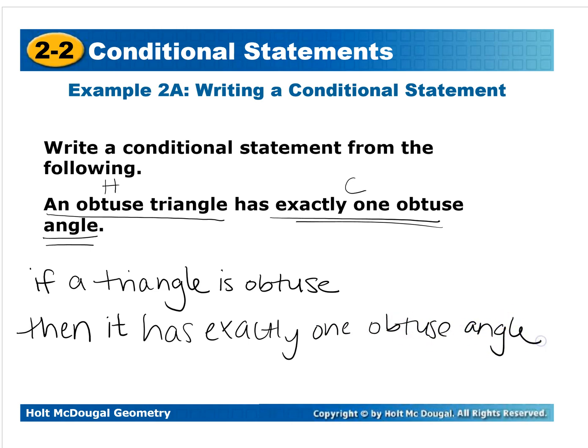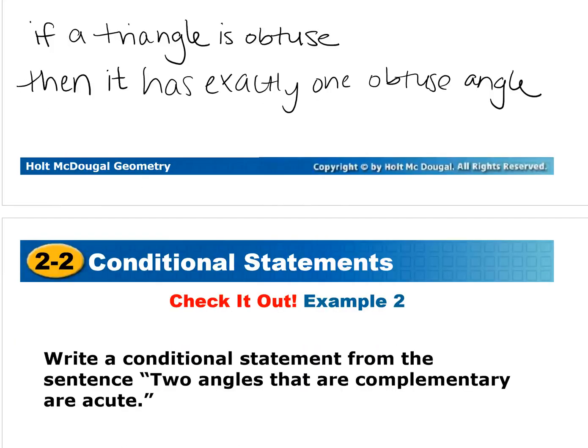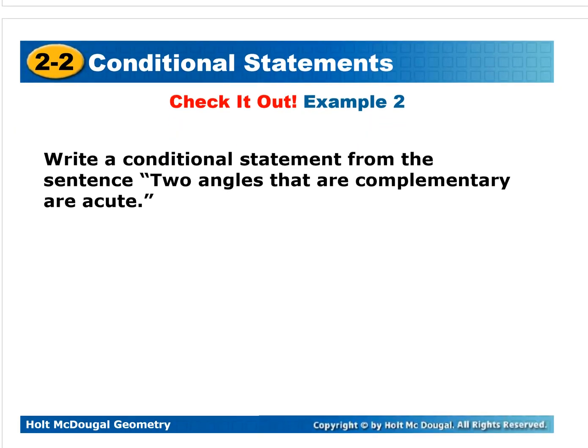And now we have the if-then statement. If a triangle is obtuse, then it has exactly one obtuse angle. Good job. Let's look at this next one. Take a moment and see if you can write this one, creating an if-then statement from the sentence. Just pause the video now and give it a go.